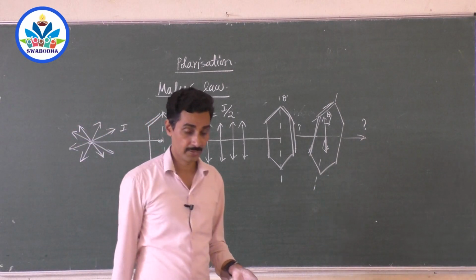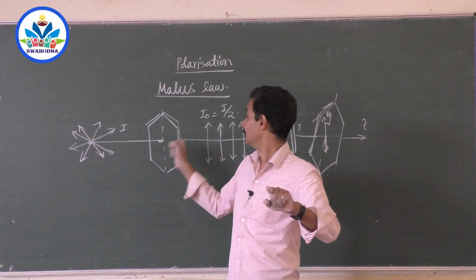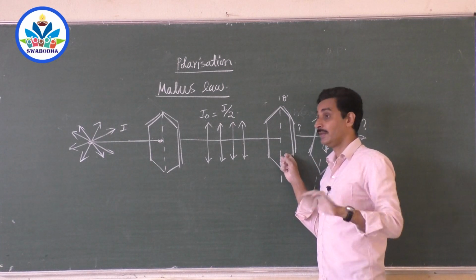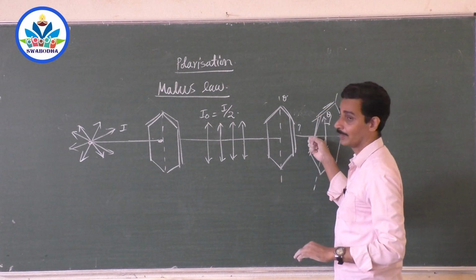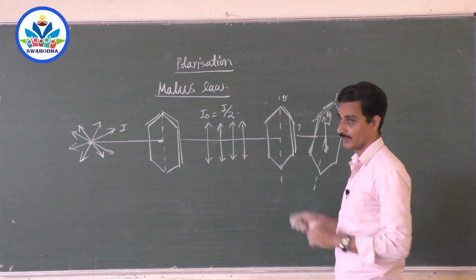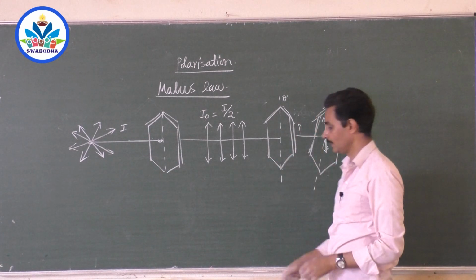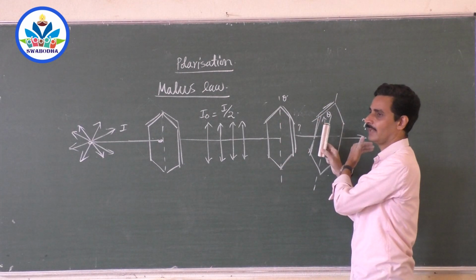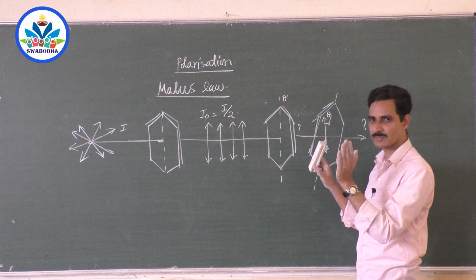So if a polarized light is incident on an analyzer, then the intensity of the outcoming light depends on this angle. We know it, right? If it is exactly 90 degrees, no light. And if it is parallel, maximum light. If it is at 30 degrees, neither maximum nor minimum.